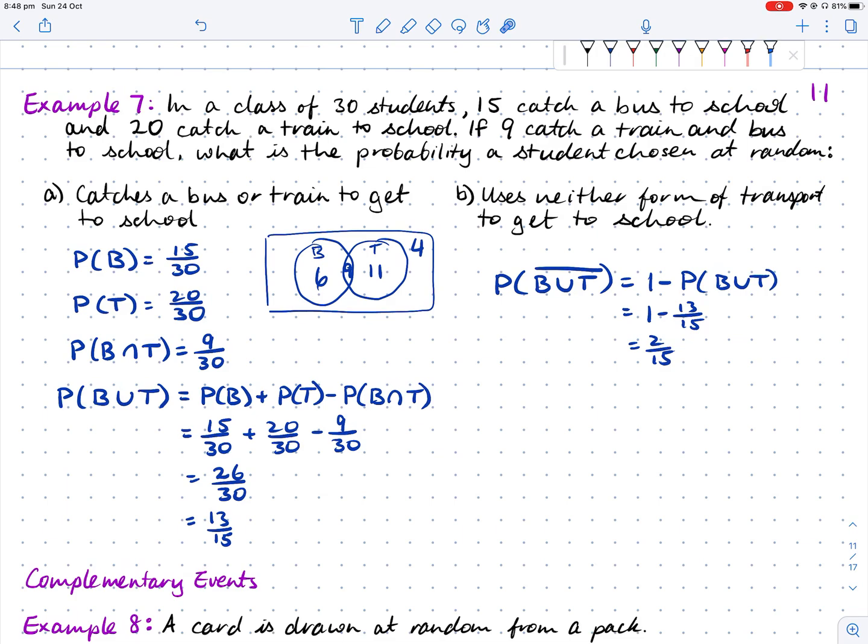Another way that we could do this is just using this Venn diagram. If they don't use bus or train, then we're looking at these 4 people on the outside. So if I have 4 people out of 30, that's the same as 2 out of 15. So you can see that that works.